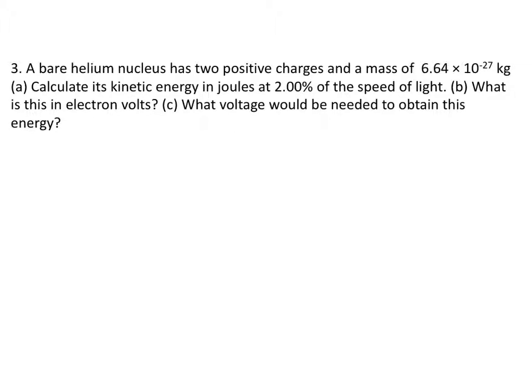Number 3. A bare helium nucleus has 2, I don't know what an unbare nucleus is, but I guess it's just a plain old helium nucleus, has 2 positive charges, and a mass, that number that we used the other day in another problem. Let's calculate its kinetic energy in joules at 2% of the speed of light, and then convert it to electron volts, and what energy we would need to obtain that. All right, so part A.